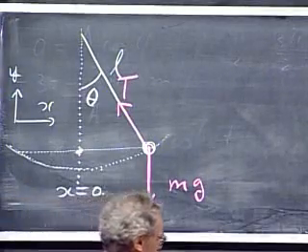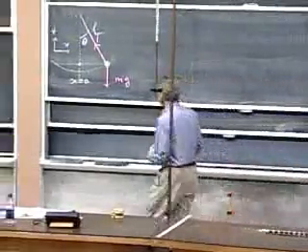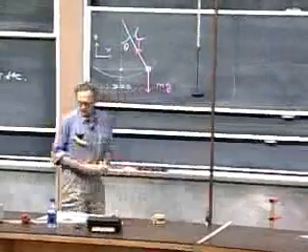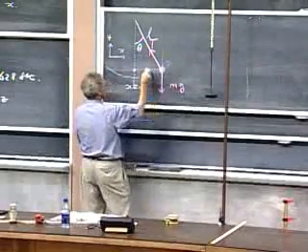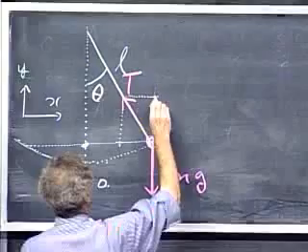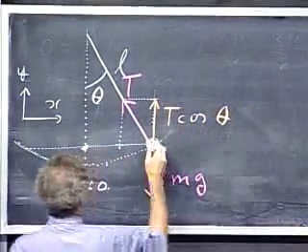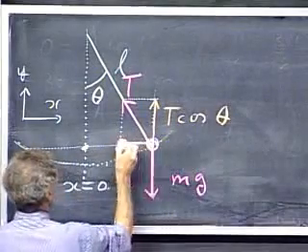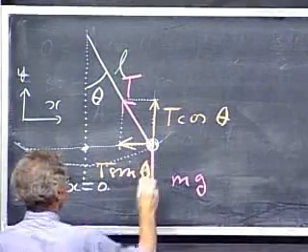Tension into the y and into the x direction, as we have done before. So this is going to be the y component, this is the x component. So this y component equals T cosine theta, and the x component equals T sine theta.